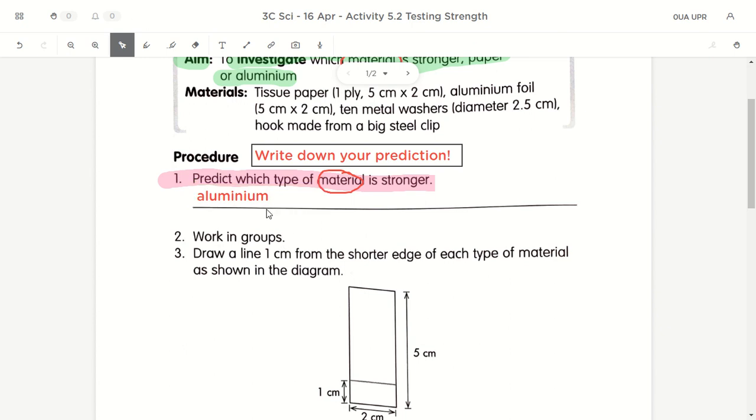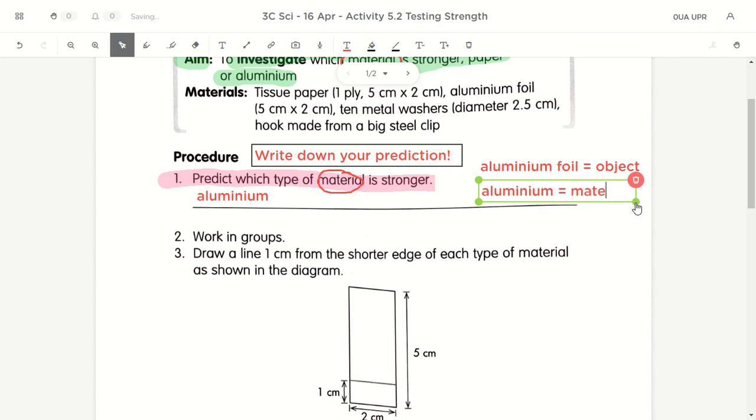Some of you wrote aluminum foil. Aluminum foil is actually the object, so I'm just going to write it up here. Aluminum foil is actually the object that we are testing. It is not the material. The material is what the thing is made from. So aluminum foil is the object. On the other hand, aluminum is the material that makes aluminum foil.